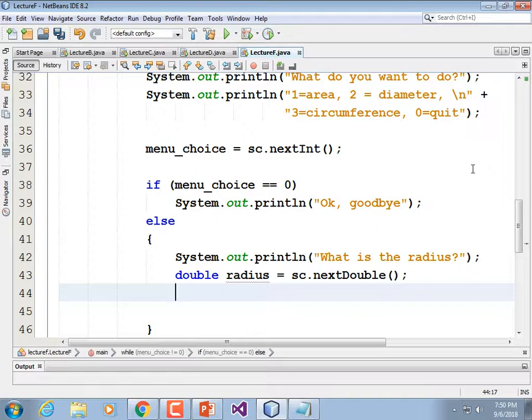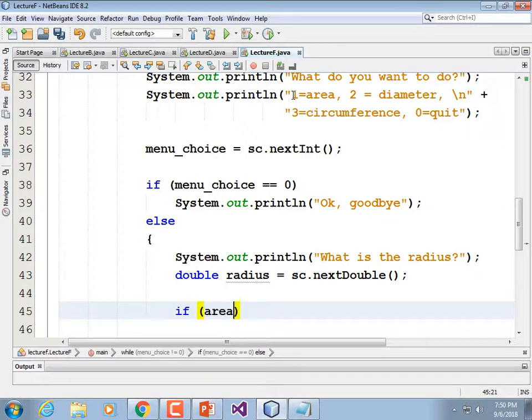All right, we have a radius. Now let's perform our check. If the area is equal to 1, if parentheses area equal to 2, not area equal to 1. Choice. What should I put there? Menu choice. Yep, menu choice.